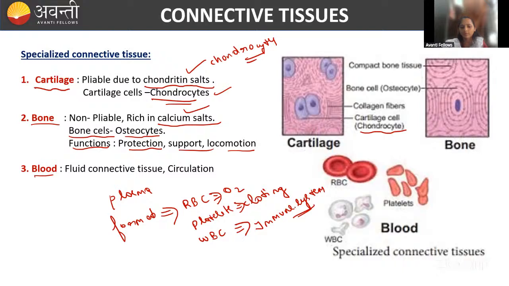Immunization. It helps in the immune system. Okay, I think this is about the blood. These are the specialized connective tissue: cartilage, bone, and the blood. Do you have any confusion over here, guys?